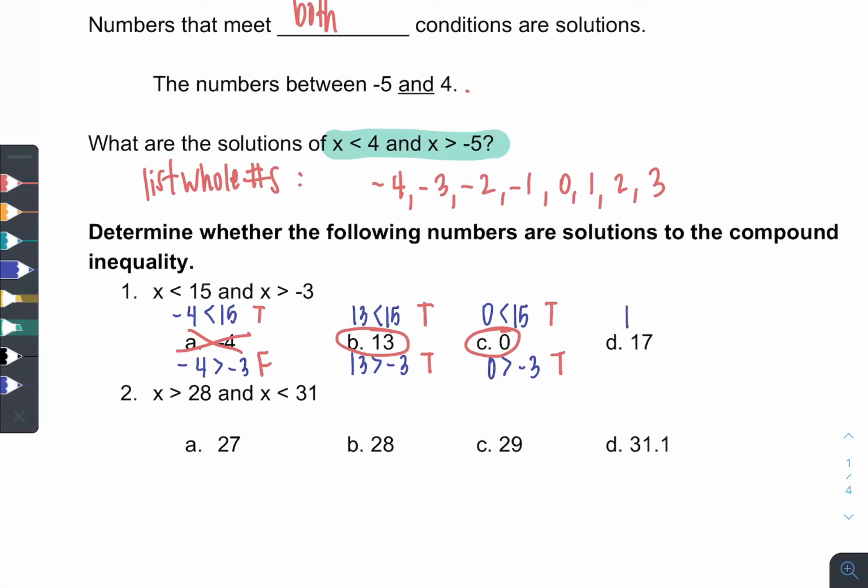Finally, test 17. 17 is less than 15, and 17 is greater than -3. 17 is not less than 15, so that's false. This is true, but it doesn't matter, so D is not a solution. Go ahead and do the next one on your own.